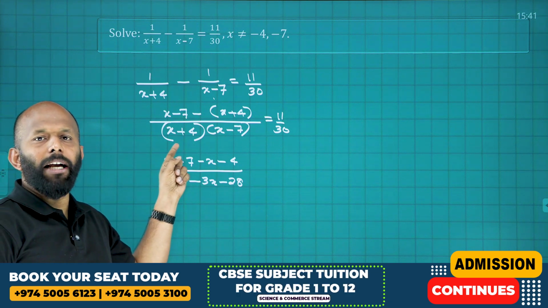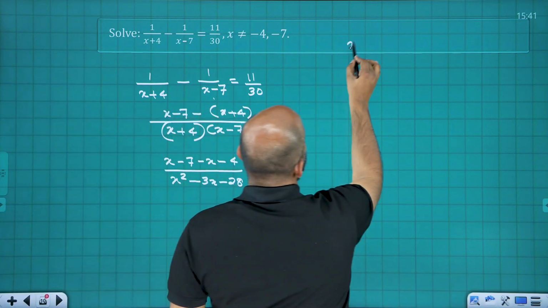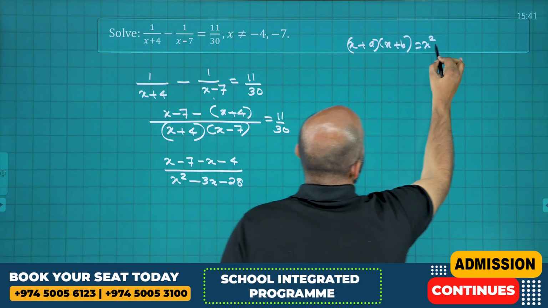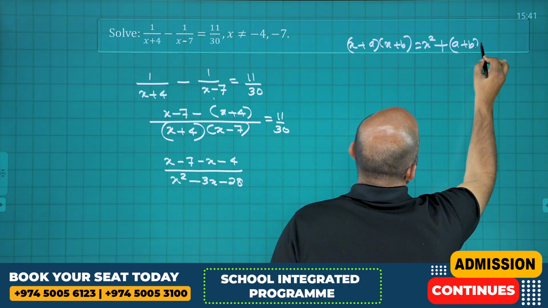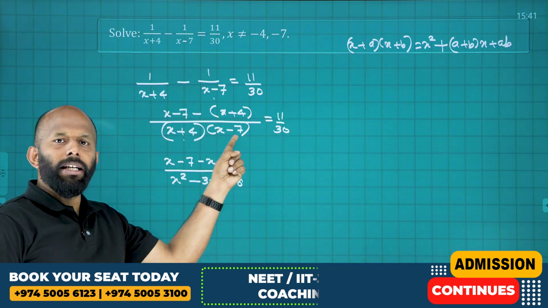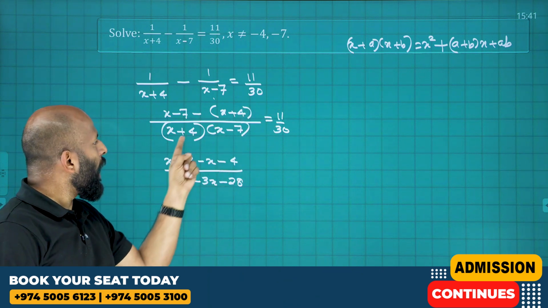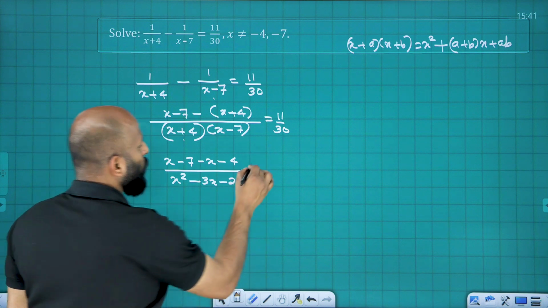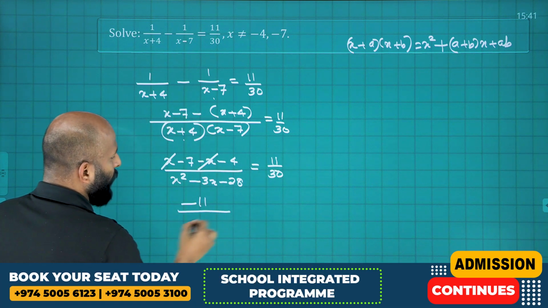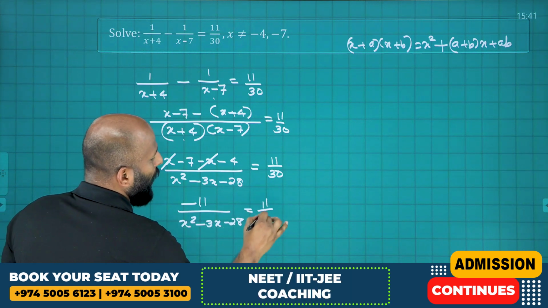I used the x plus a into x plus b identity. What is x plus a into x plus b? It is equal to x square plus a plus b into x plus ab. Here a is positive 4, b is negative 7. A plus b becomes 4 plus negative 7, that is negative 3, and 4 into minus 7 is minus 28. So here x cancels, and minus 11 divided by x square minus 3x minus 28 is equal to 11 by 30.